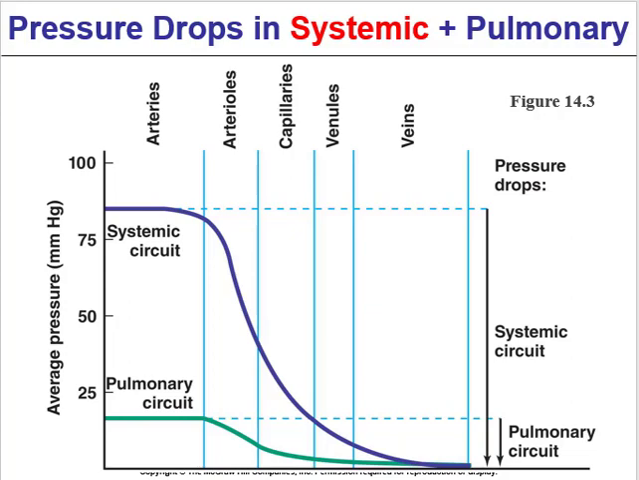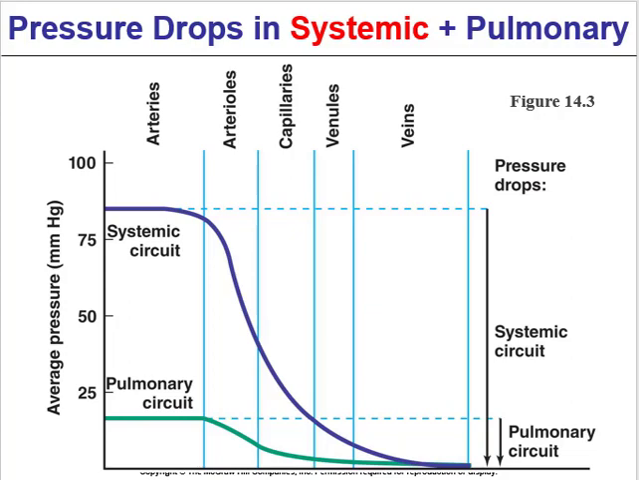Let's focus more on the systemic, this serious drop that we see in the systemic circuit starting at about 85 millimeters of mercury. And we're going to follow the decrease from different structures as the flow moves through. If you read the columns along the top, we start with arteries, then arterioles, capillaries in the middle, venules, and veins. And you can see by the time we get to veins, we're going towards 0 if you follow the purple line.